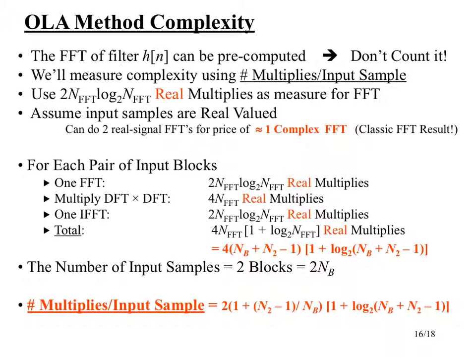So let's try to figure out what is the complexity of this, and when should we use this and when shouldn't we use this. I know that we haven't really talked about the FFT yet, but we'll use a classic result here, actually two classic results, that tell us how many multiplies we need to do. And all we're going to do is count how many multiplies we have to do for each input sample.